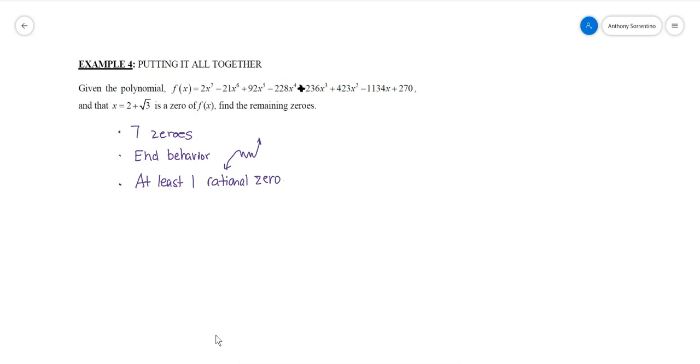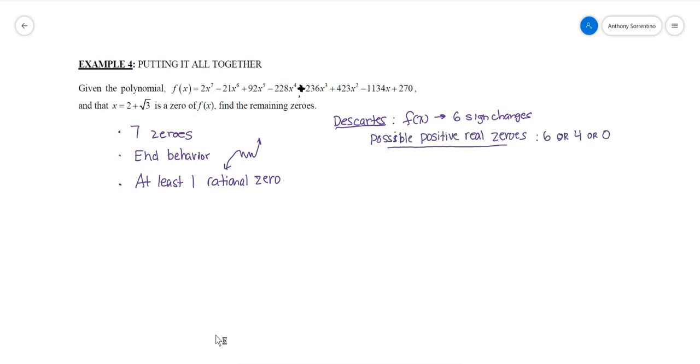Some other information I can deduce from this. If I'm going with Descartes' rule of signs here, f of x has 1, 2, 3, 4, let me take that back. 1, 2, 3, 4, 5, 6 sign changes. Which means I can expect to have either 6 of them, 4 of them, 2, or none of them.